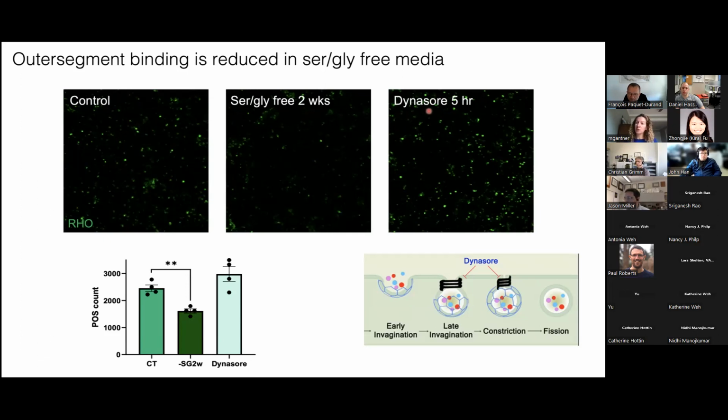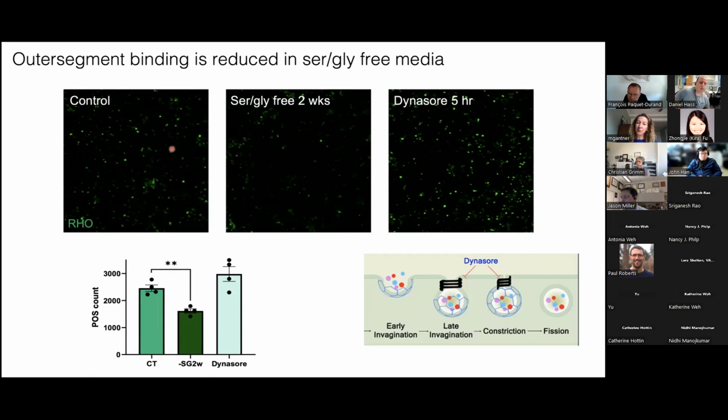And then this was control media, but an inhibitor added for 5 hours, so for the time that the outer segments were added. And Dynasore is an inhibitor of the dynamin GTPase, so it blocks the final pinching off of the endosome.